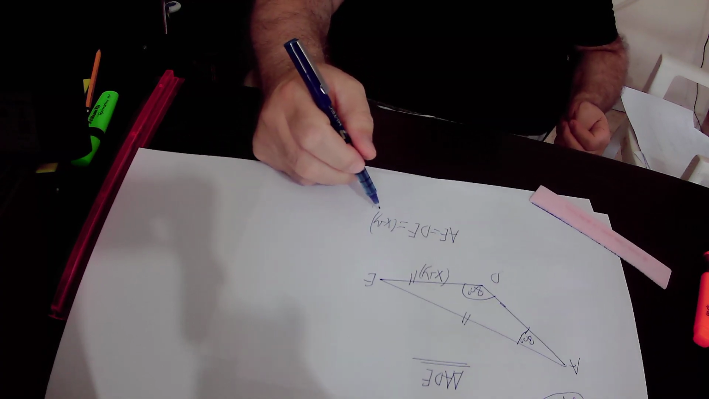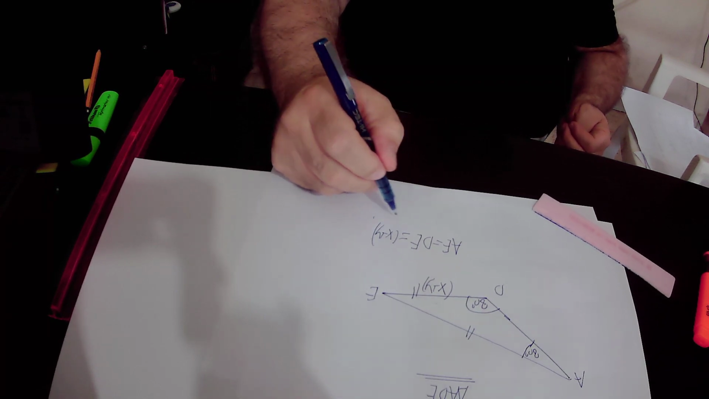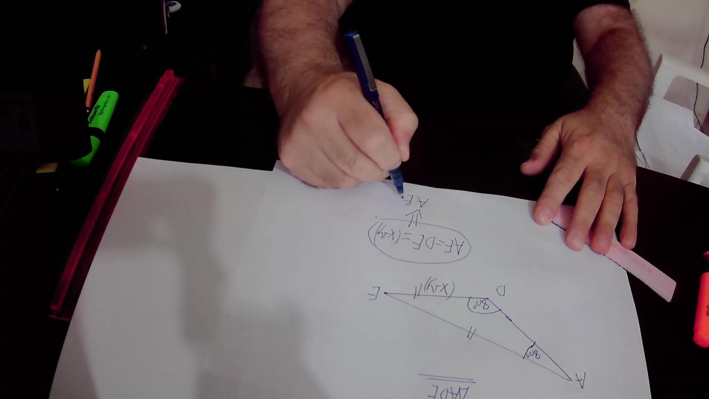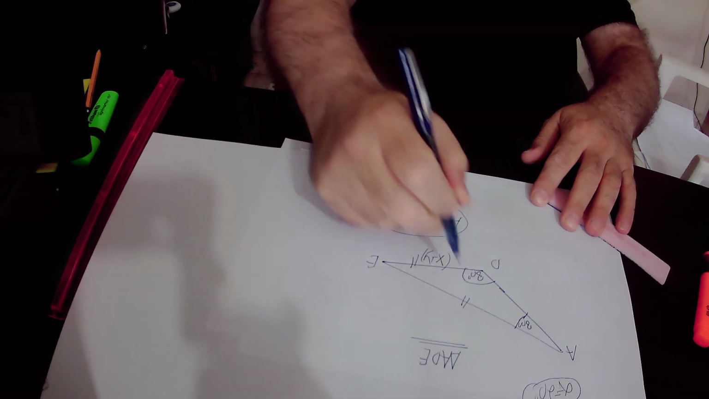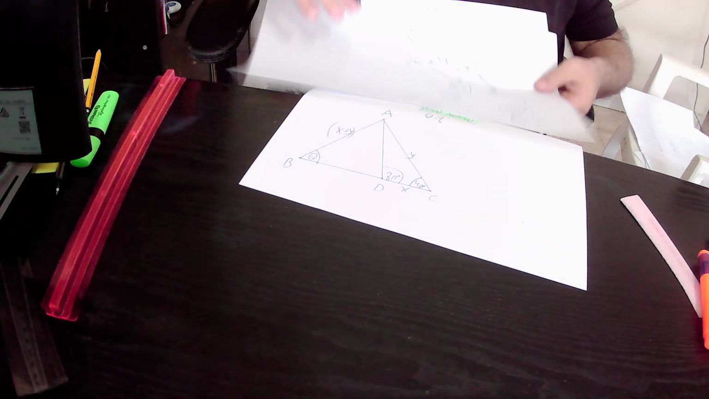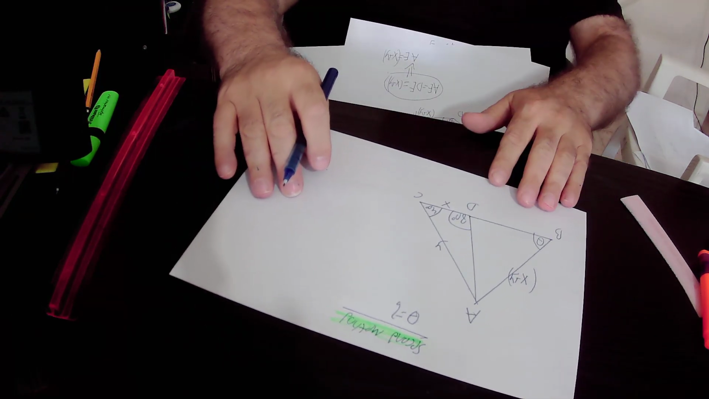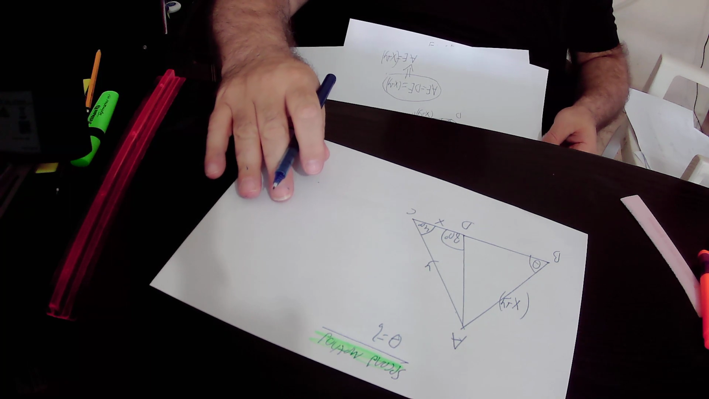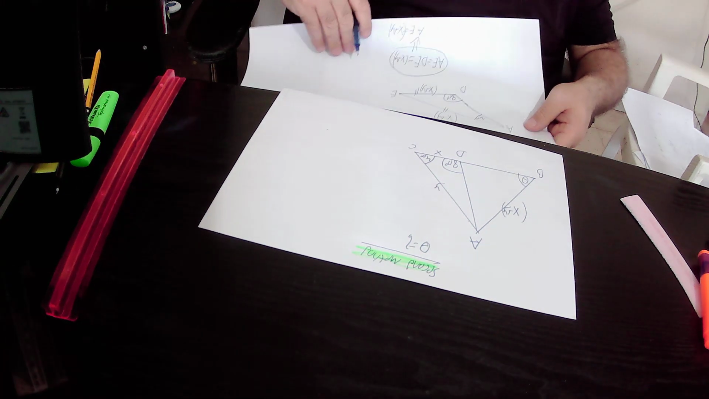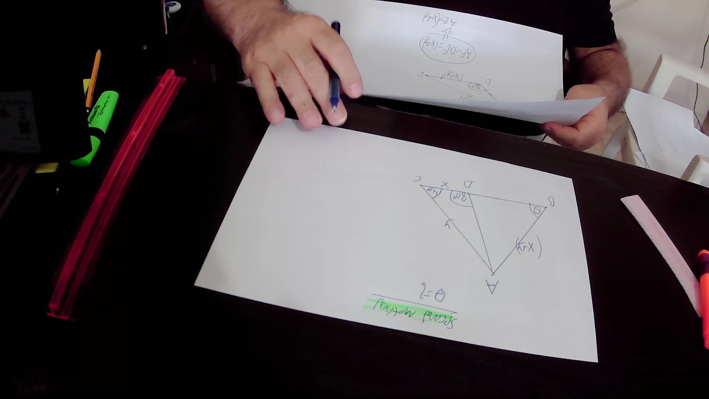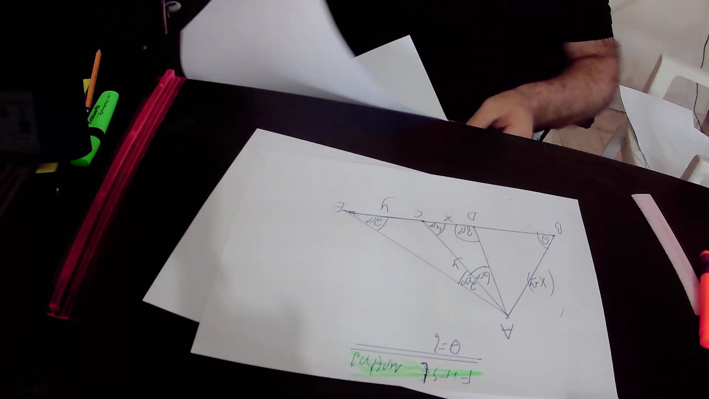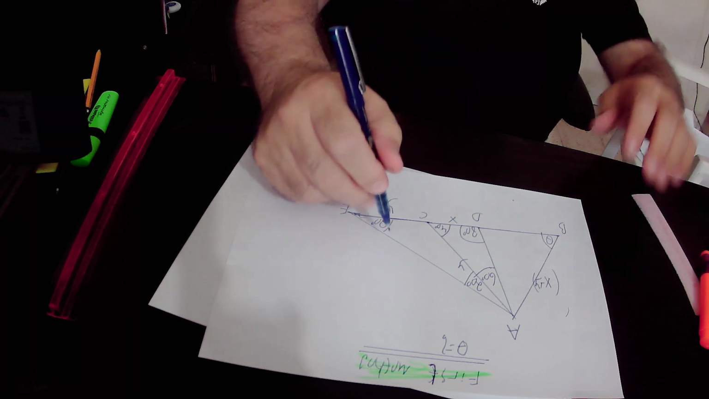And from this equation, X plus Y equals DE equals AE, we derive that side AE is also equal to X plus Y. So this side AE equals X plus Y. Okay, so we can write here that side AE equals X plus Y.